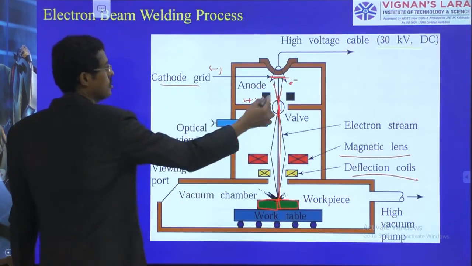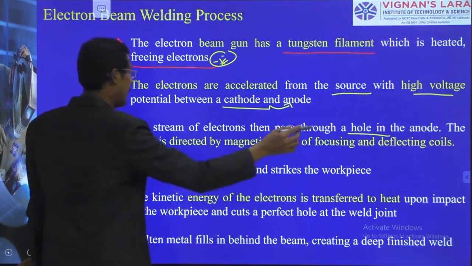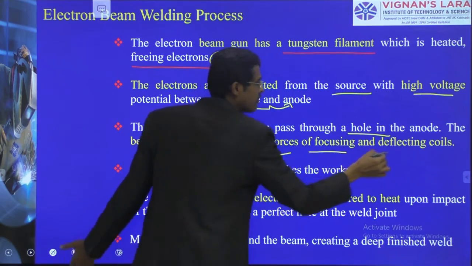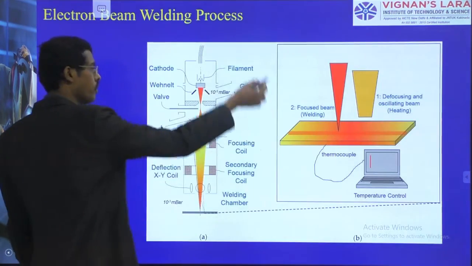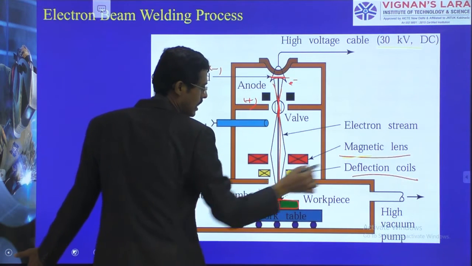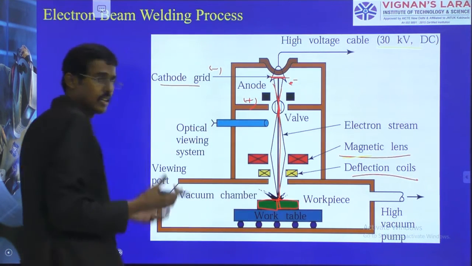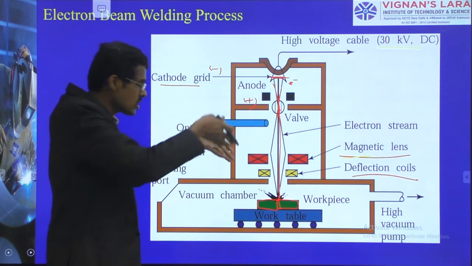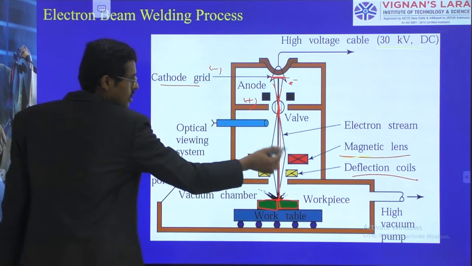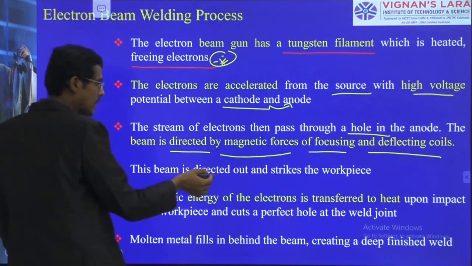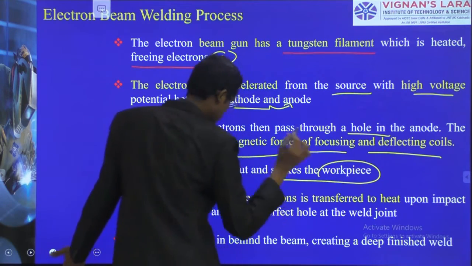This hole they are talking about is the hole in the anode. The beam is directed by the magnetic forces of the focusing and deflection coils, and it is focused by the magnetic lenses and deflection coils, through which the electrons are accumulated and released to a single point. That is the job these lenses and deflection coils do. These beams are directed out to strike the workpieces.